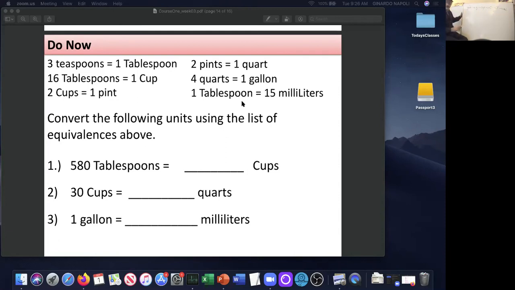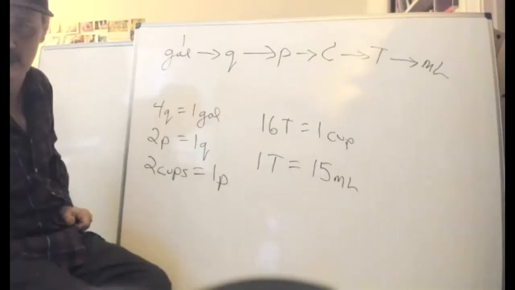Okay? So the equivalences we're going to use. We got 4 quarts equals 1 gallon. Okay, we have 2 pints equals 1 quart. Then we have 2 cups equals 1 pint. And then we have 16 tablespoons equals 1 cup. And finally, once we get tablespoons, then we have 1 tablespoon equals 15 milliliters. Okay, so I just wrote them down all on the board. Here's our arrow map.